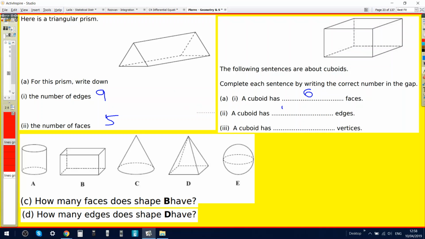Do you know what vertices are? Vertices. No. Corners. Corners, right. So in that case, 1, 2, 3, 8 corners. Yes. Well done. I might come back to that if I need to.